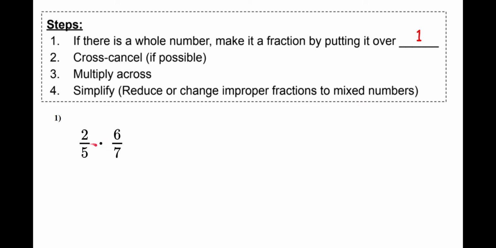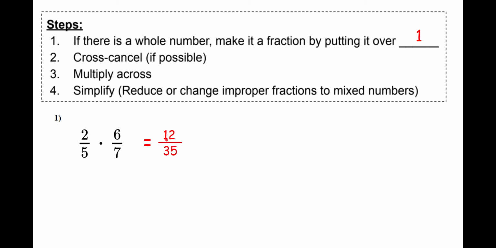We have 2/5 times 6/7. I'm going to prepare my answer. So what we do is we just multiply across. It doesn't have to have common denominators or anything like that. We just multiply straight across. 2 times 6 is 12, and 5 times 7, well, that is 35.